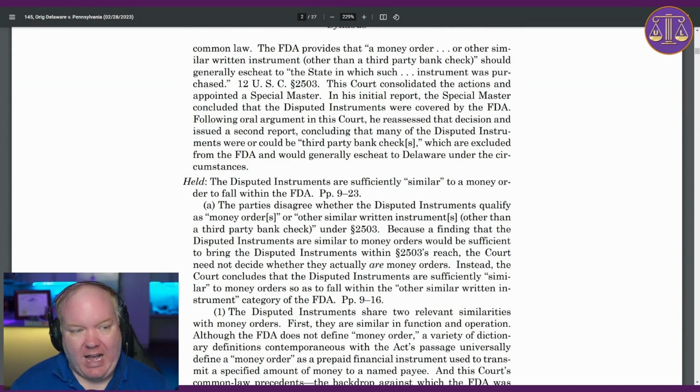The relevant law provides that a money order or other similar written instrument other than third-party bank check should generally escheat to the state in which such instrument was purchased. All right. So now we have a different rule. Under the common law, how about the state of the creditor? The person who the money is going to. We don't know who that is. All right. Fine. How about the state where the company is based? Delaware. That's the common law.